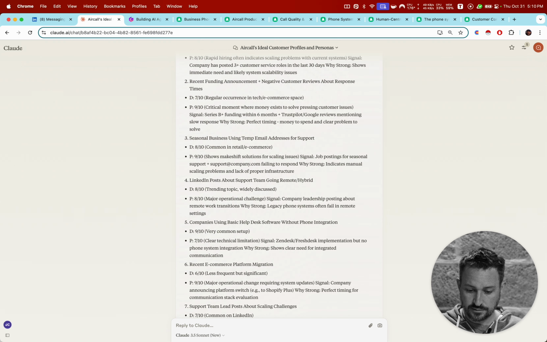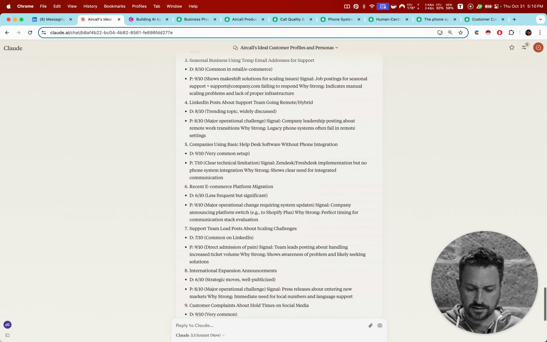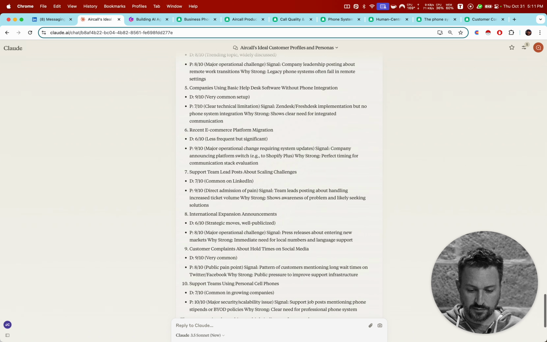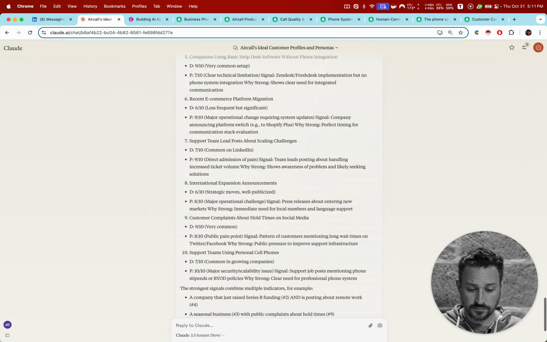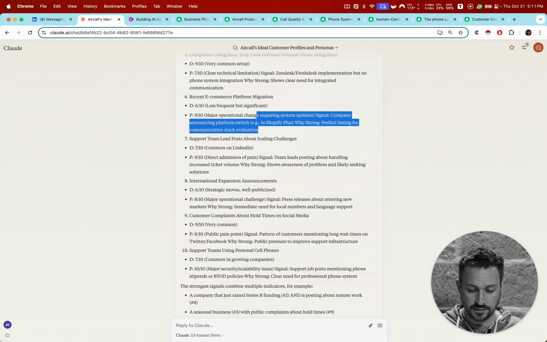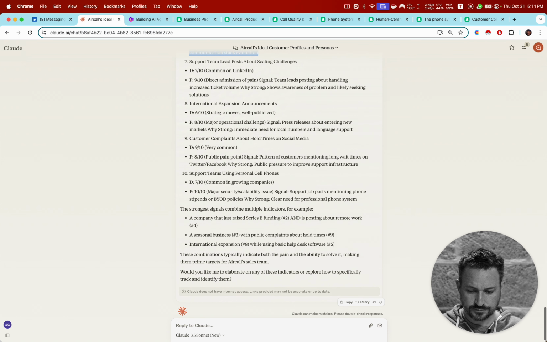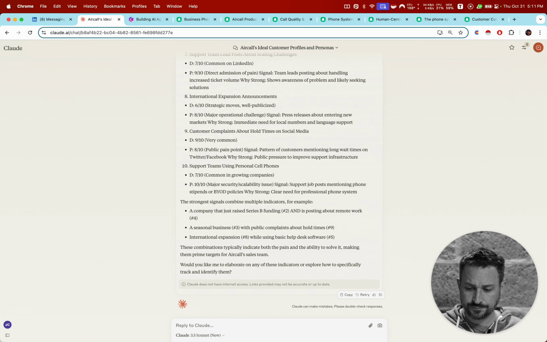That's really interesting. I don't know that we'll know LinkedIn post data without phone integration. That's very fascinating. E-commerce platform migration. That's very fascinating. Scaling, maybe international expansion, customer complaints. Okay.